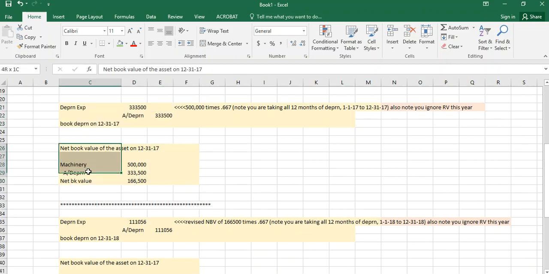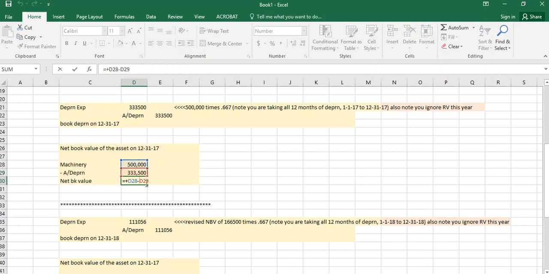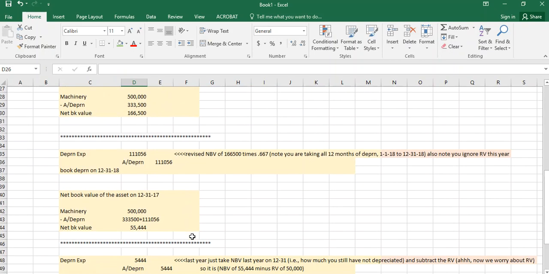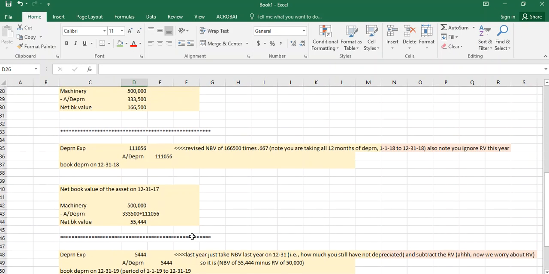You may look at this and go, why is he doing this? Why not just make the entries and move on? It's because we're going to use this net book value in a second. So here we are. That was the end of 12/31/17. Let's go down to 12/31/18.